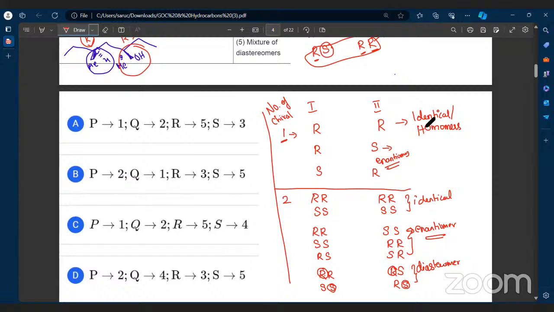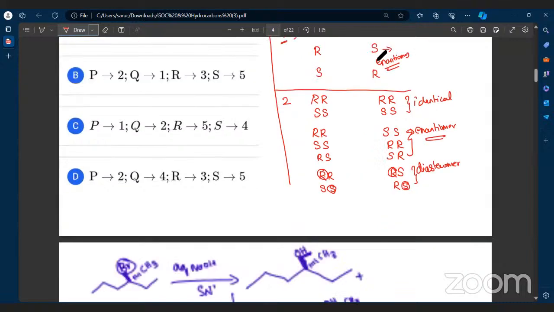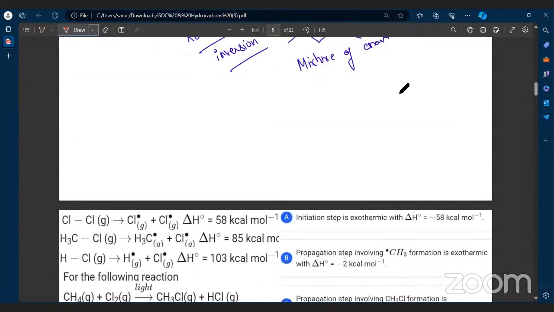Clear with this, everyone? Clear with this part? Any doubts? Okay, fine.